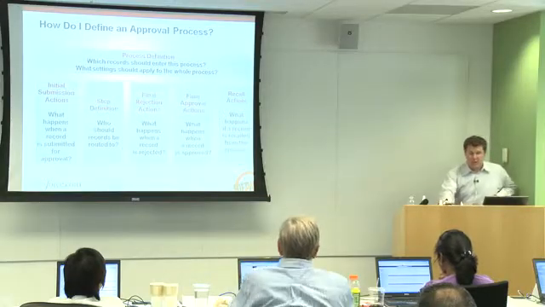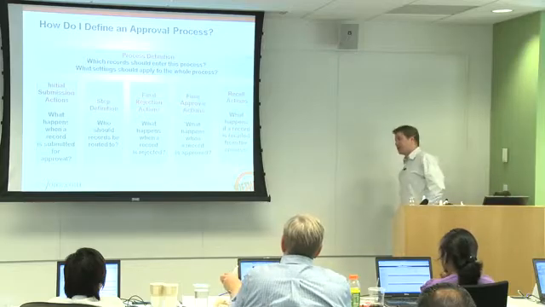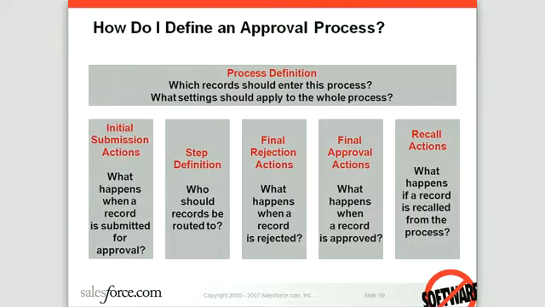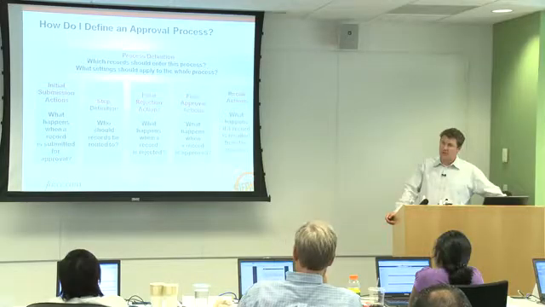All right, I'm going to show you in the tool what we're going to do, but we're going to define the process definition itself, and then we're going to add initial submission actions. We're going to define the steps. We're going to then define the rejection, approval, and recall actions. What's a recall, by the way? Recall. I was about to ask.